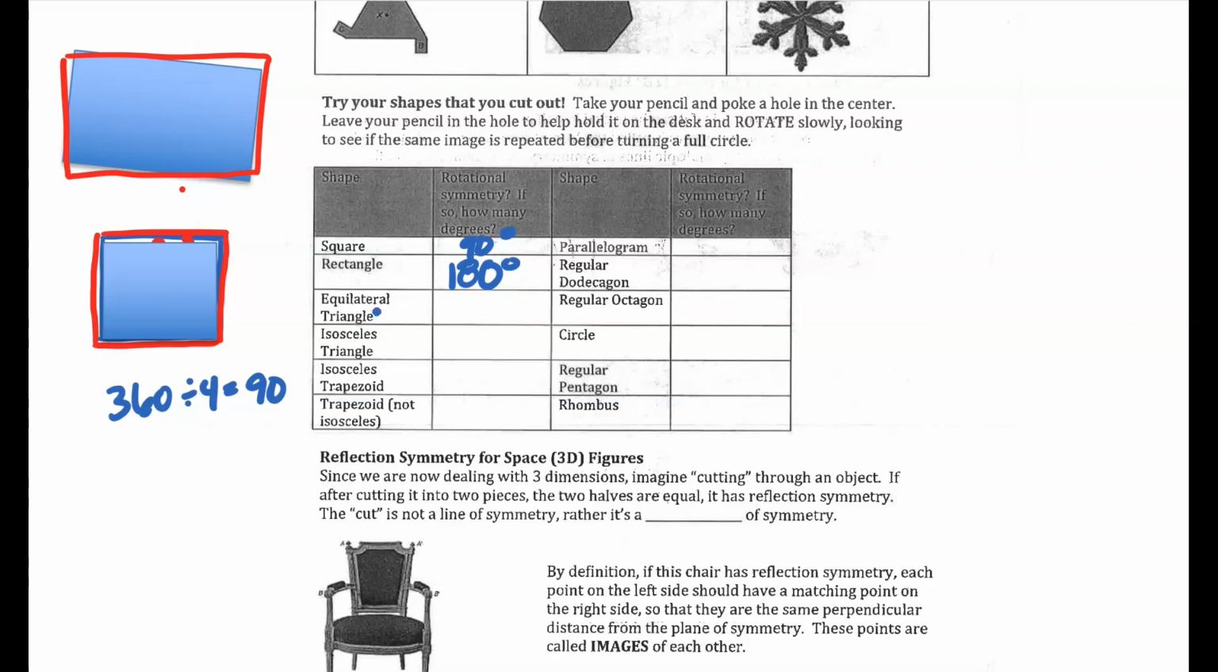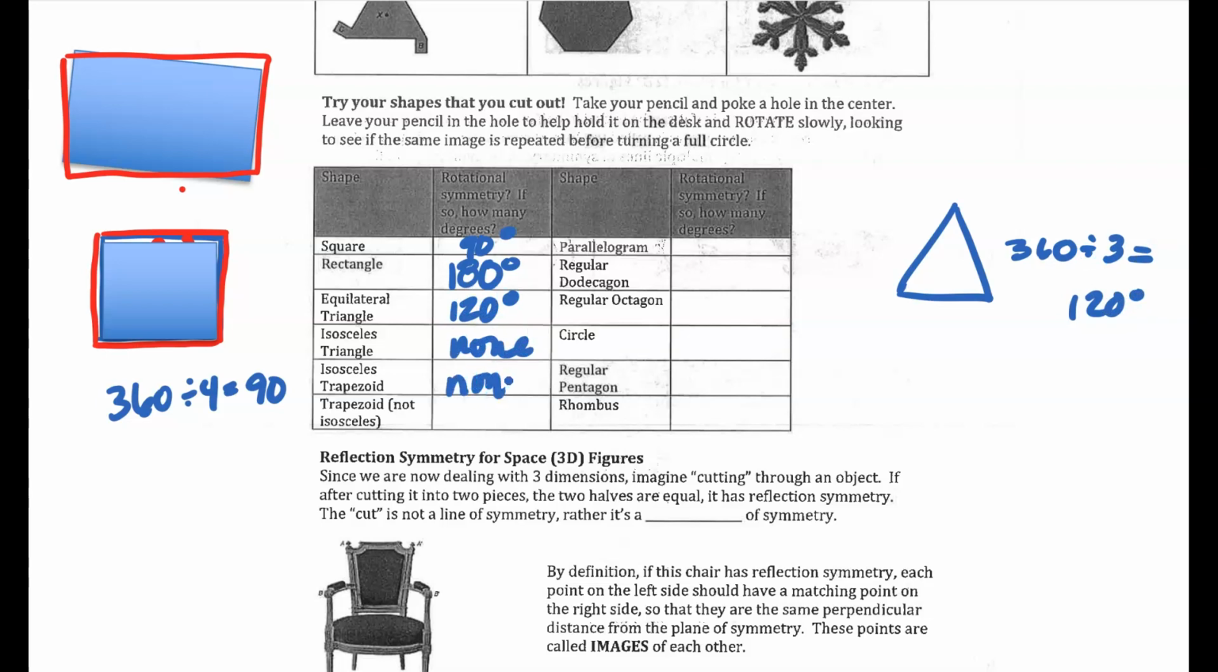So for an equilateral triangle, there are 3 vertices. There are 3 times that it makes the same shape when you rotate. So 360 divided by 3 is going to be 120 degrees. Isosceles triangle, there are none. Isosceles trapezoid, there are none. Trapezoid that's not isosceles, we say none. A parallelogram, you can rotate it. There are 2 times that it makes the same shape. So 360 divided by 2 is 180. So if you rotate it 180 degrees, it's a mirror image of itself.